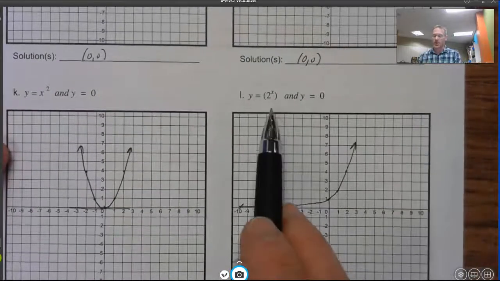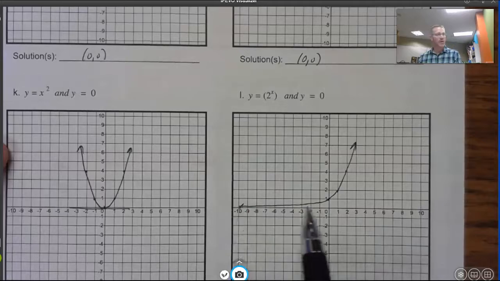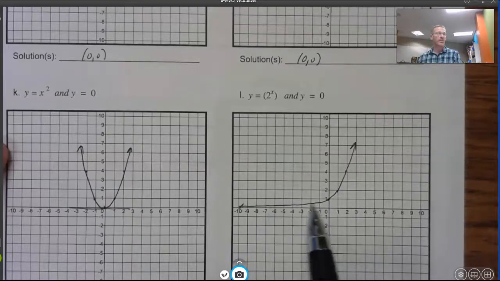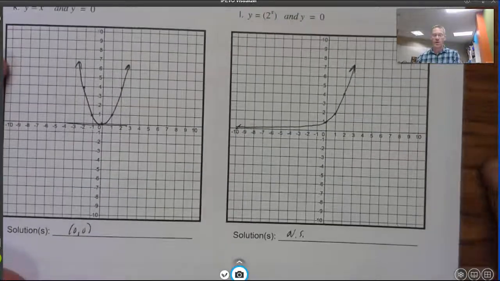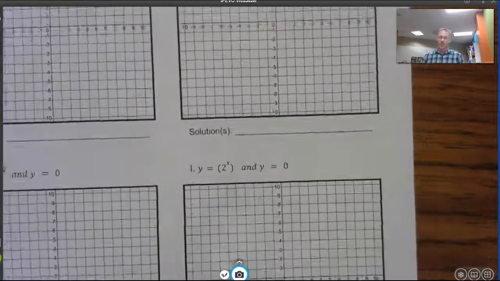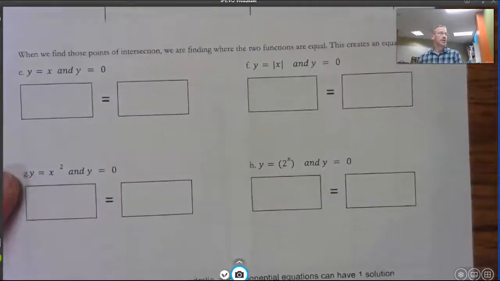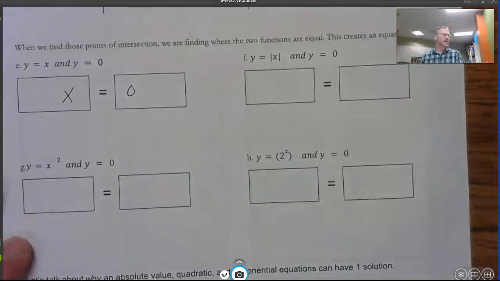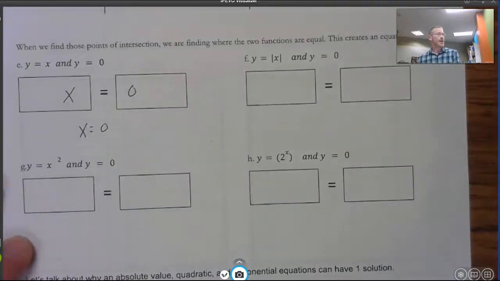Now notice on this exponential, 2 to the x, our floor is 0. Our floor is 0. And then we go up 1, up 2, up 4. Notice we don't get a point of intersection here, and we'll talk about why in just a second. So we can see that that is a no solution problem. So let's just go through the algebra real quick and make sure that we're good. Once again, we want to set these two things equal. So x is equal to 0. Well, where is x equal to 0? Its only choice is 0. That should make sense.